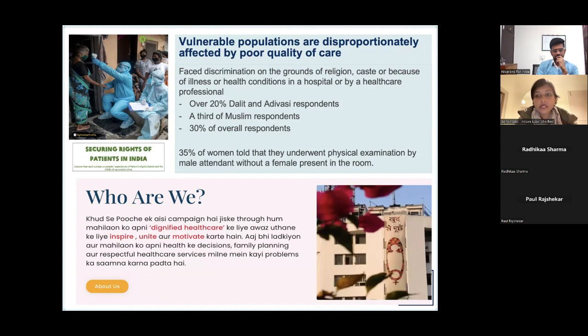On the bottom is a very interesting social media campaign. I think some of you may have come across this. It was done in Bihar with hundreds of women around the issue of dignified healthcare. Excellent. I just mentioned it here. You can Google it online. It's called Khud Se Puche. And they use the safety pin as a symbol of the campaign. And they recorded lots and lots of narratives of women on their experiences and their concept of what is dignified healthcare.